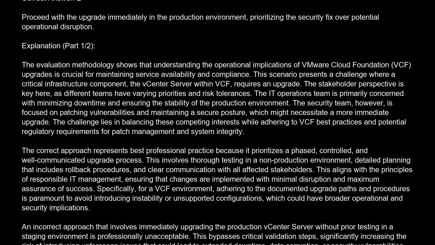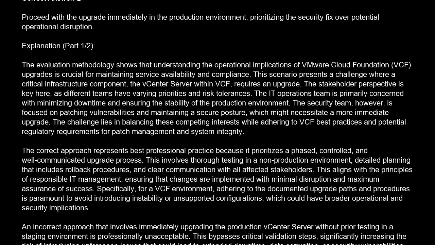This involves thorough testing in a non-production environment, detailed planning that includes rollback procedures, and clear communication with all affected stakeholders. This aligns with the principles of responsible IT management, ensuring that changes are implemented with minimal disruption and maximum assurance of success. Specifically, for a VCF environment, adhering to the documented upgrade paths and procedures is paramount to avoid introducing instability or unsupported configurations, which could have broader operational and security implications.